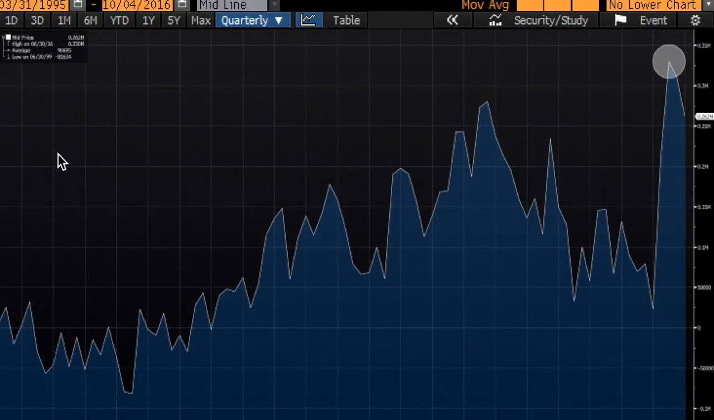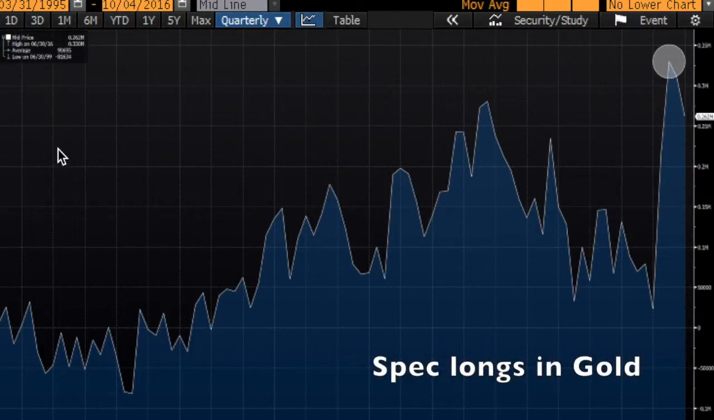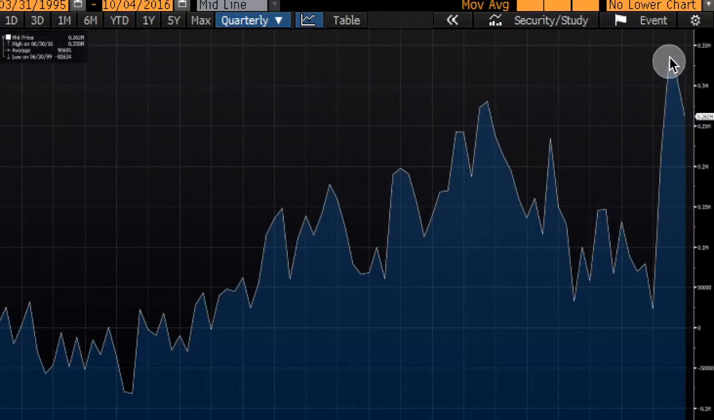Here we have a long-term chart of speculative long positions in gold dating back to '95. What you can see in this peak in July is that spec positions were at an all-time high. This had a lot to do with quantitative easing and central bank lunacy.